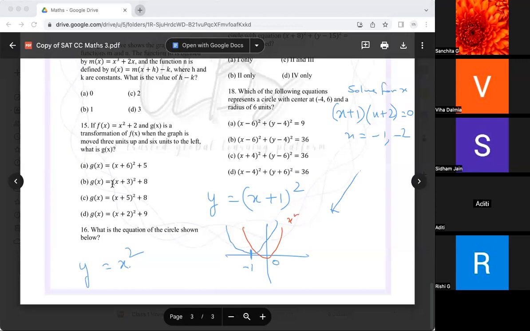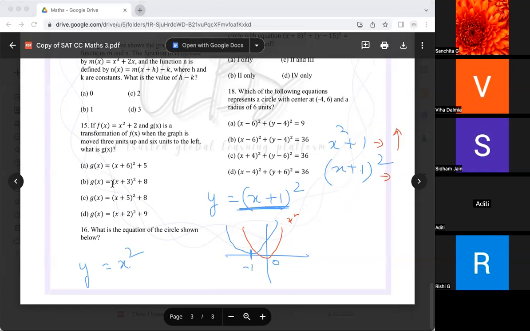Clear, guys? Plus is basically you go left. Many students actually write plus as right. No, never do that. And it has to be under the parenthesis. The one that we've covered earlier, x square plus 1, is like moving up. And x plus 1 under the parenthesis will move to the left. Simple stuff, right? Any doubt? So this is good.